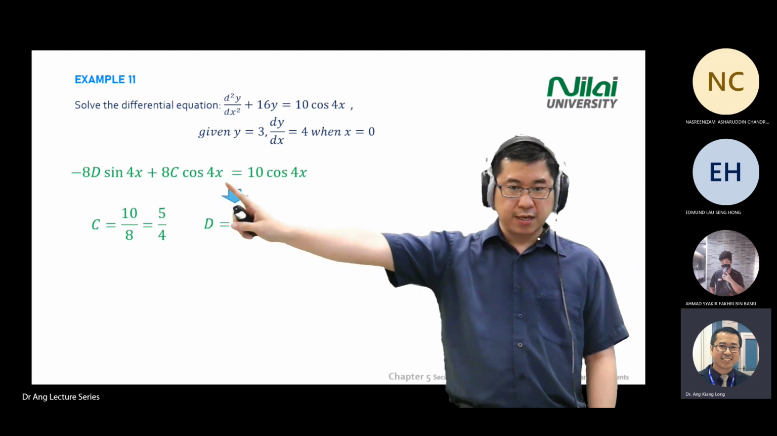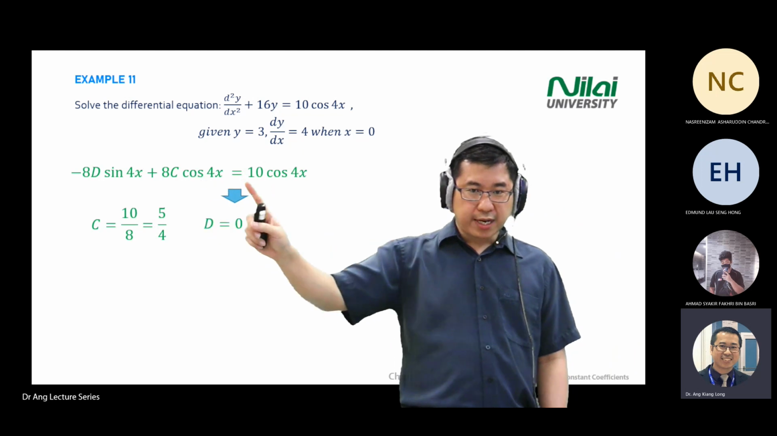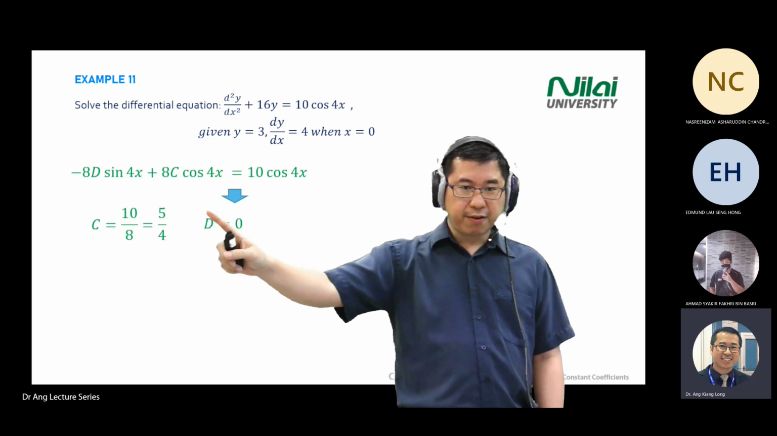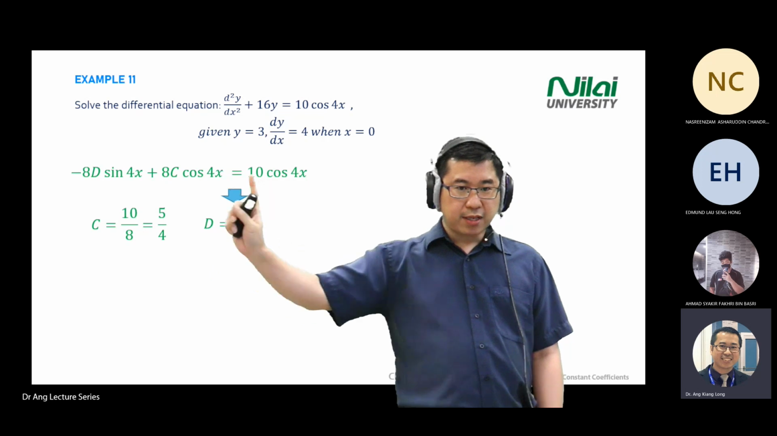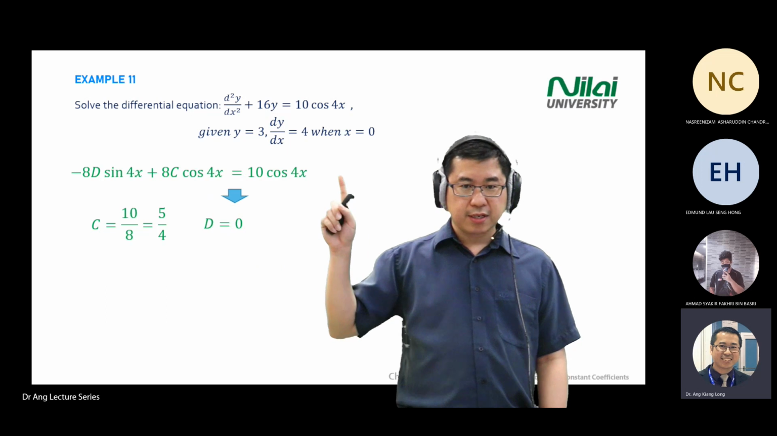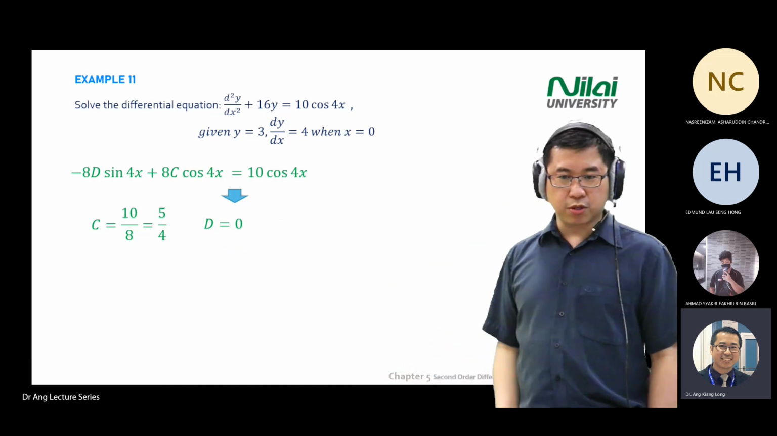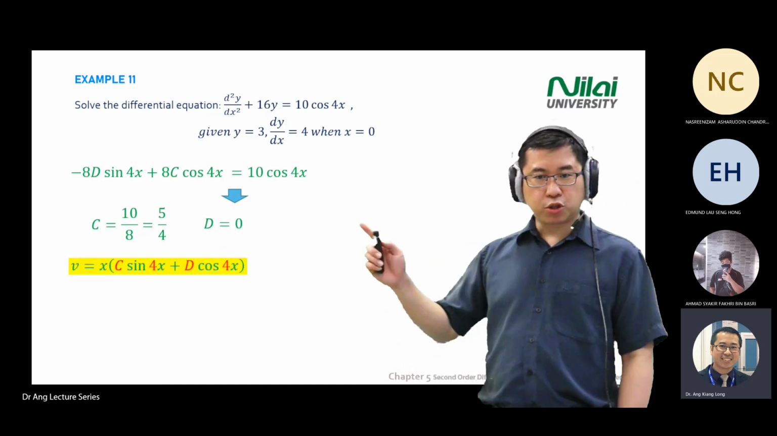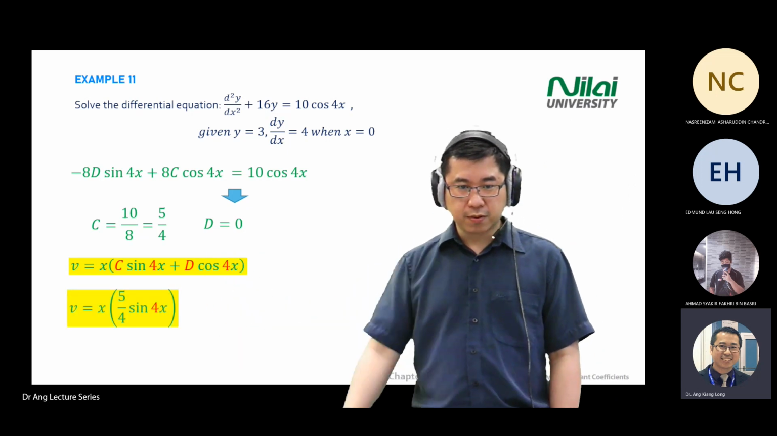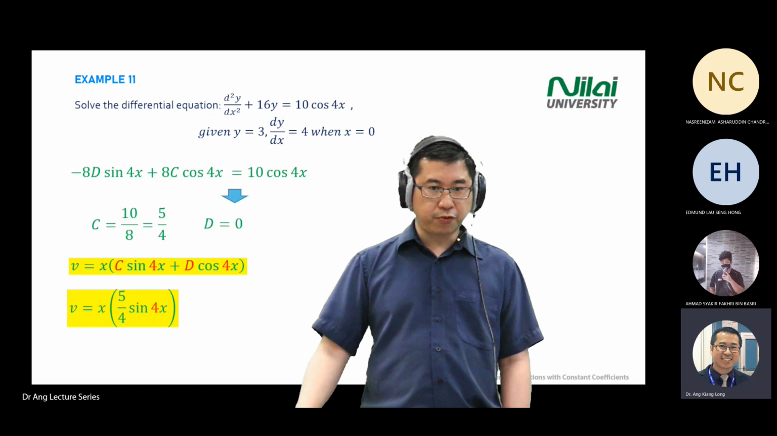So you can see here, my left hand side, 8c equal to 10. 8c equal to 10, so c equal to 10 divided by 8, simplified 5 over 4. And you check the far left, minus 4d sine 4x, there's no sine x here. So what does it mean? It means minus 4d equal to 0. D equal to 0. So substitute back into the equation. There's no more d. C equal to 5 over 4. So this is your final answer for your V.